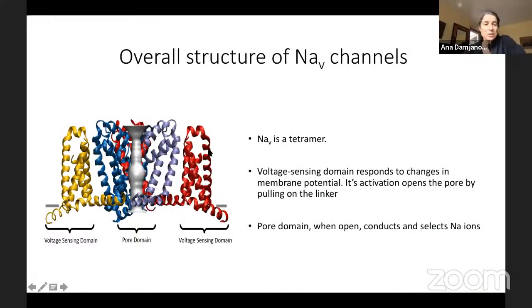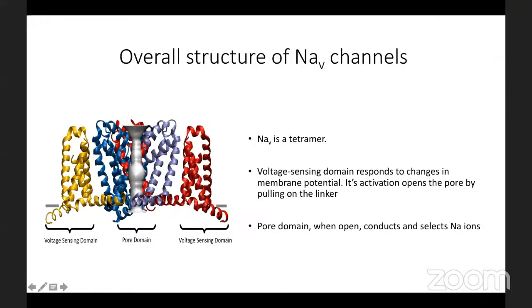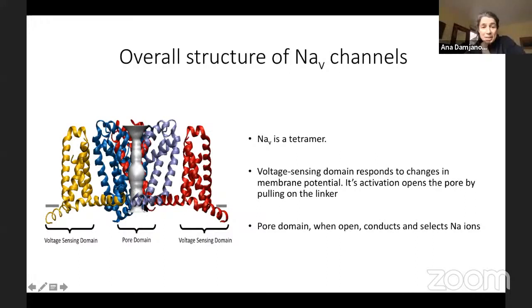Voltage-gated sodium channels are tetramers. So they have the voltage sensing domain and the pore domain, which obviously contains here the pore. So the channel can exist in open, closed, and in inactivated states. So this is the voltage sensing domain, which has some ionizable residues that can respond to the change of the membrane potential. So they can move, so the whole voltage sensing domain can move and can pull on this linker here. And that will open the gate here at the bottom.